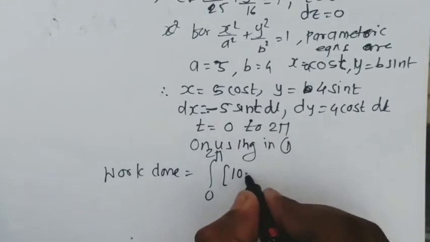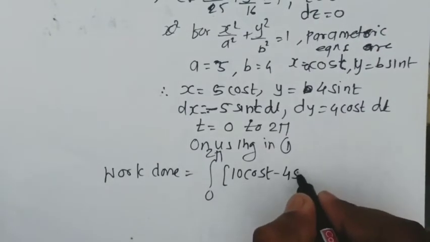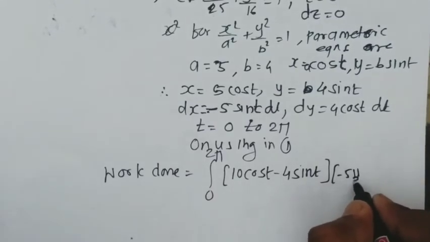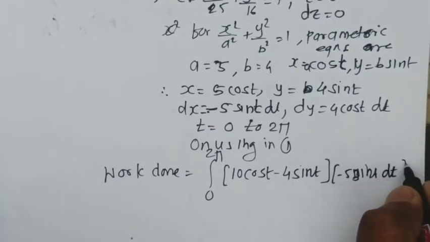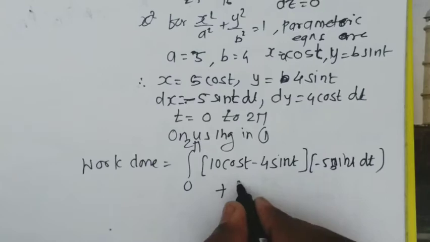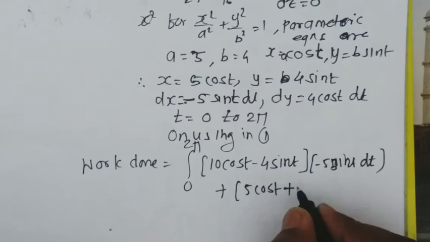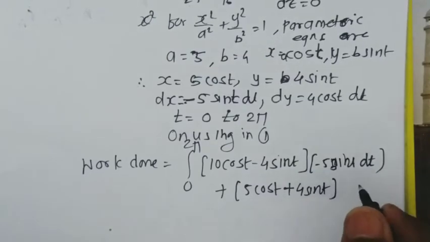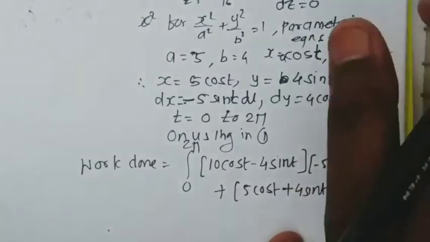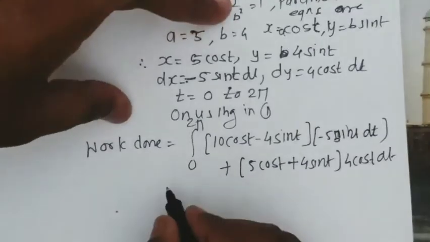it will be 10 cos t, then minus y is minus 4 sin t, dx, dx is minus 5 sin t dt, plus (x plus y), that is 5 cos t plus y is 4 sin t, and dy is 4 cos t dt, and dz is 0, so the third term will become 0. Now just multiply and collect the terms together.